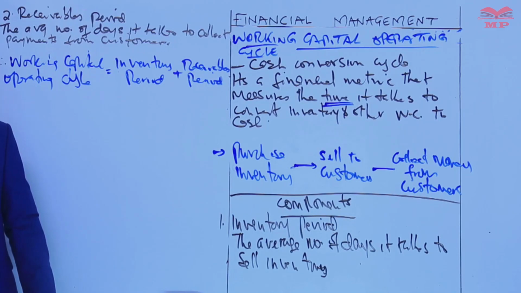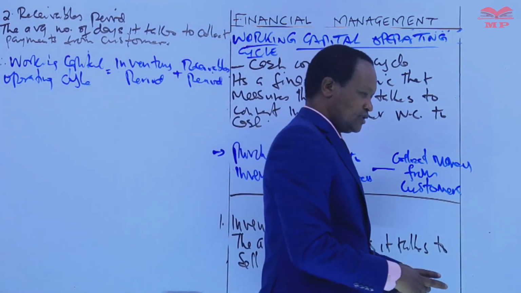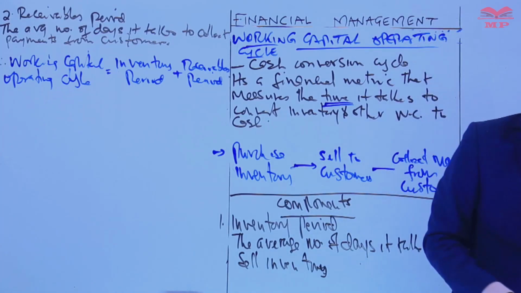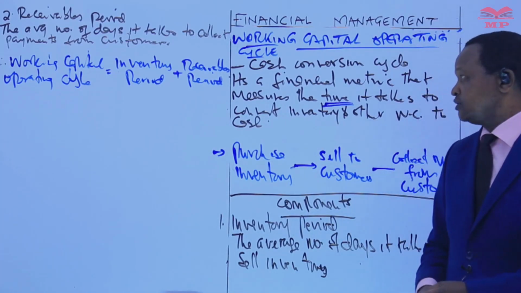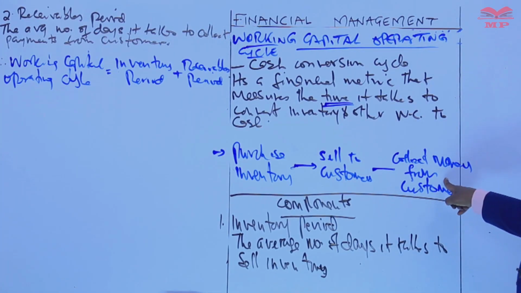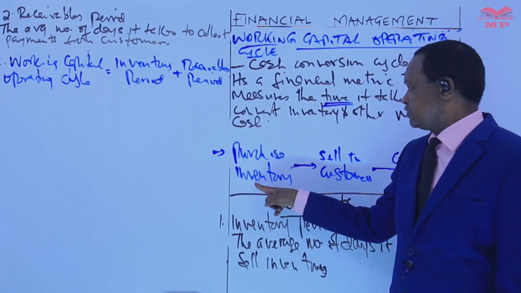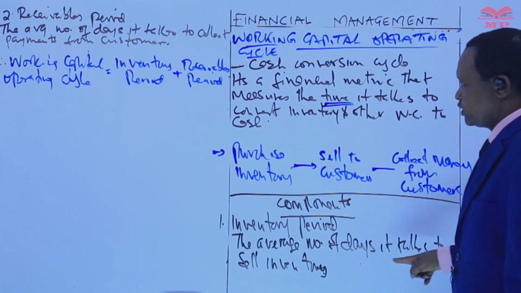Is it clear? Or have I used vocabulary that is not self-explanatory? Any vocabulary here? Cycle. It's called cycle because after you've collected this money from the customers, again you buy the inventory, and the cycle goes on and on.